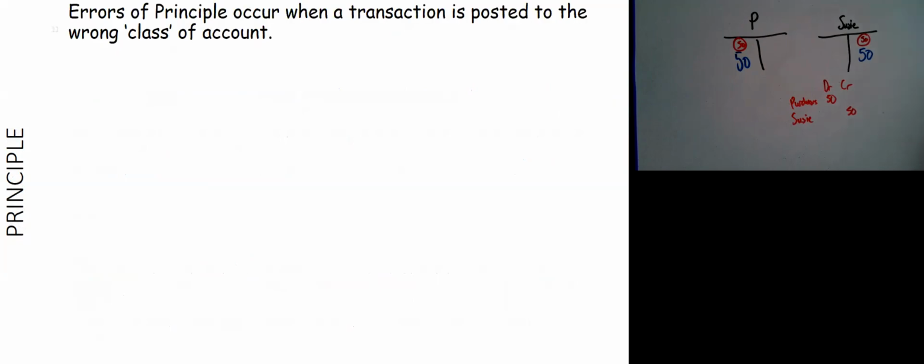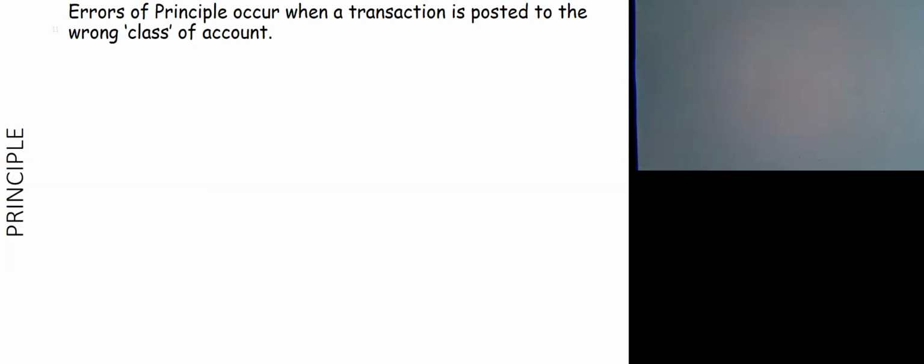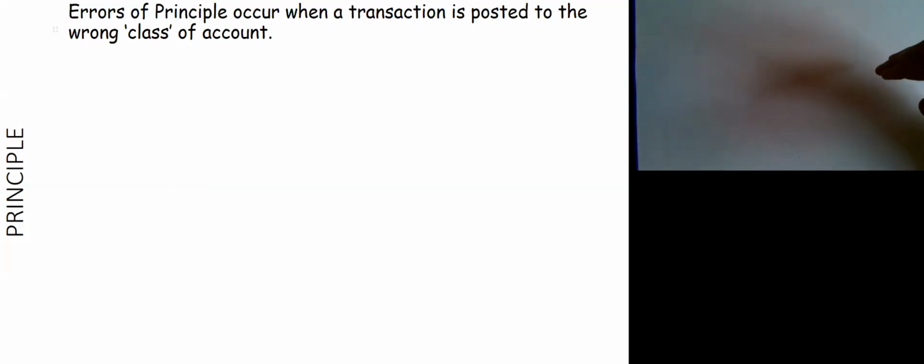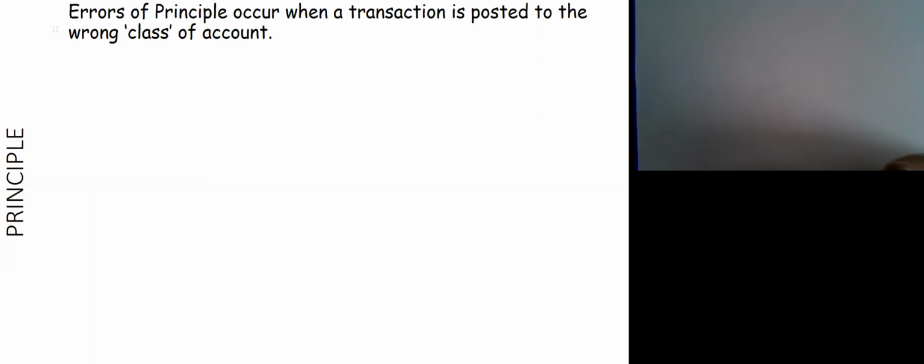Principle, this is, I guess, the most dangerous one. This affects your income and your net assets. So principal is very similar to commission. Everything's been done right, that's the right side. However, it's the wrong class of account or the wrong type of account. So instead of an expense, you put it in asset.